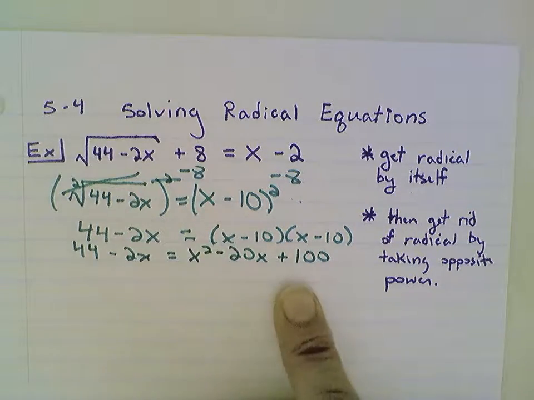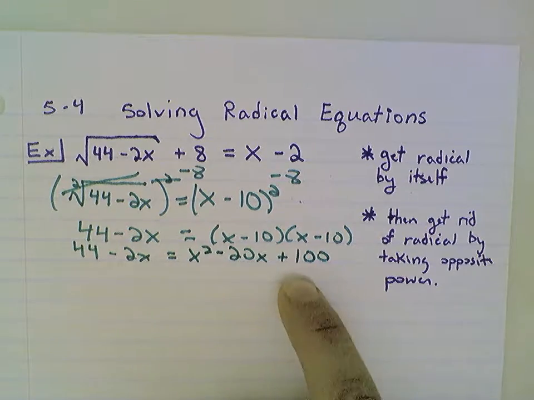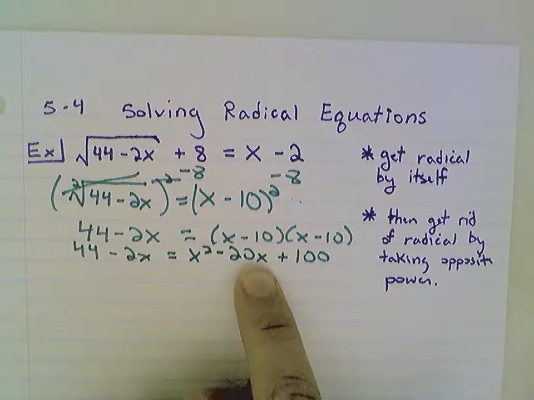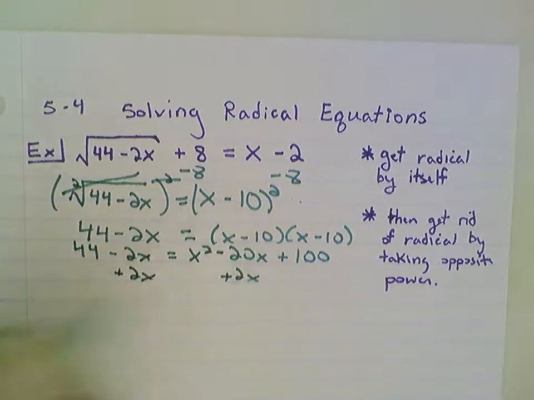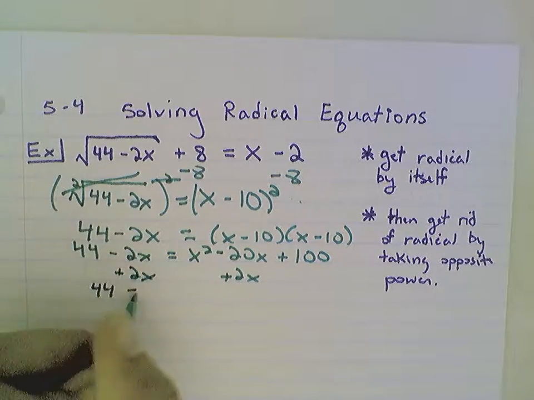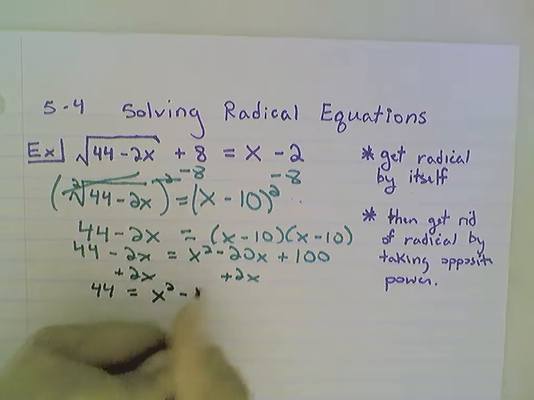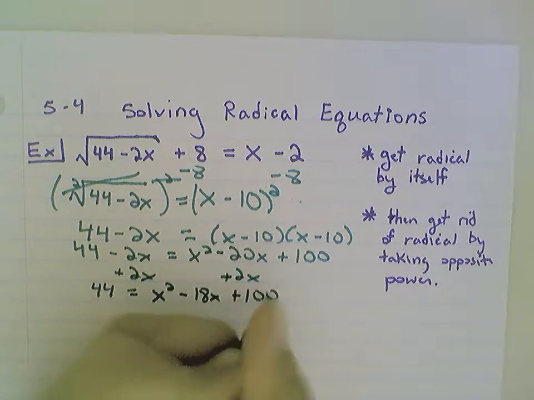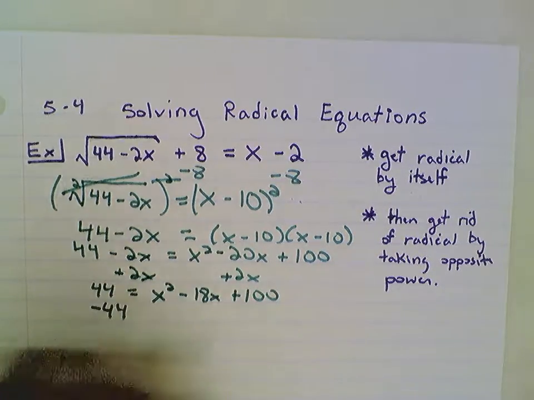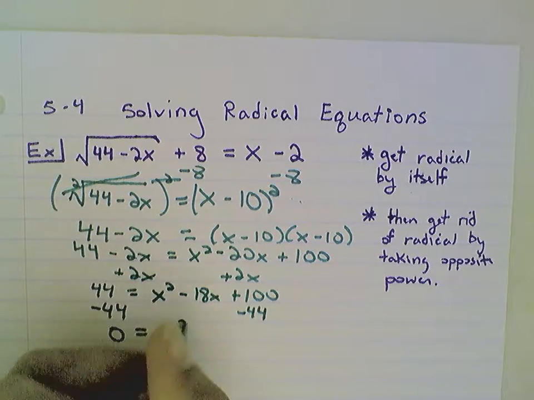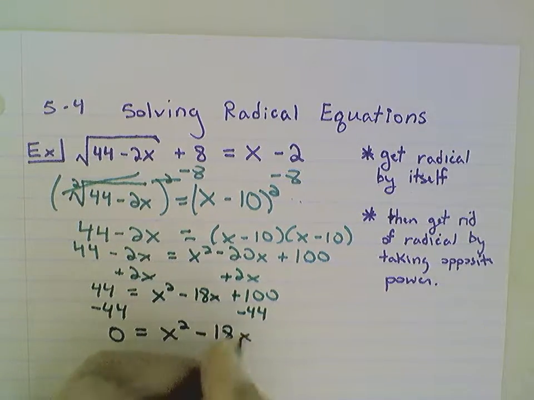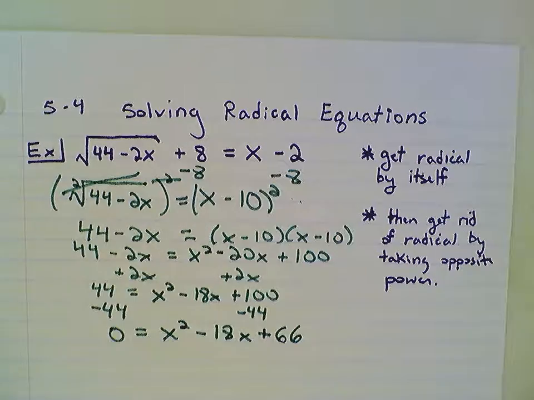And now that we've gotten it to just x values and we don't have any square roots, we want to try and get everything on one side of the equation. So at this point I would add 2x to both sides, get 44 equals x squared minus 18x plus 100, then minus 44 on both sides, get 0 equals x squared minus 18x plus 66.